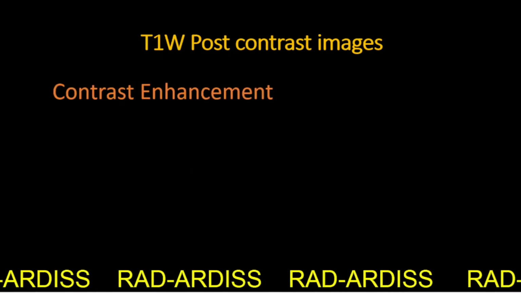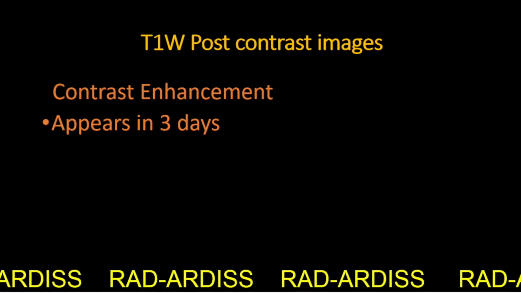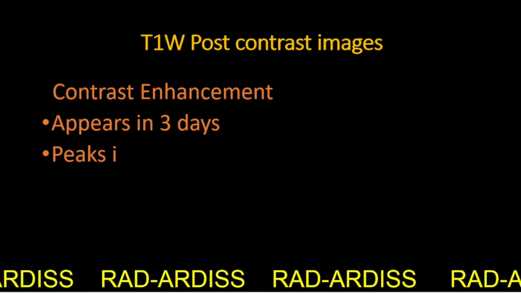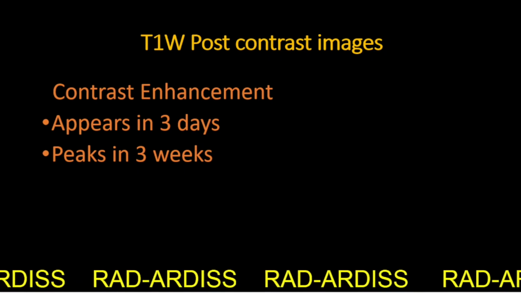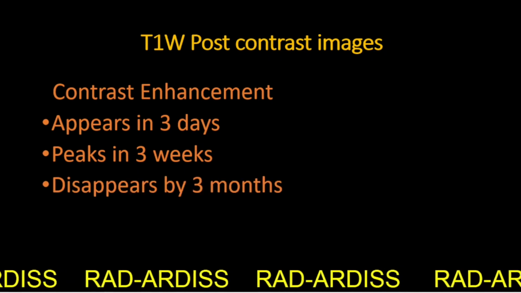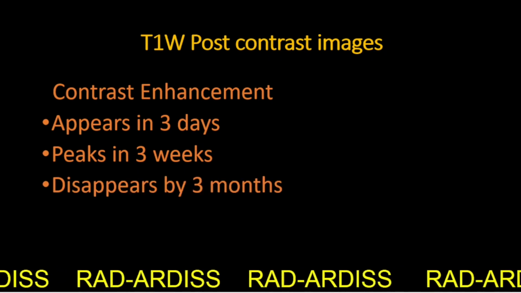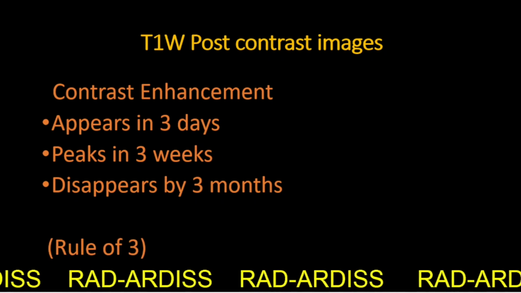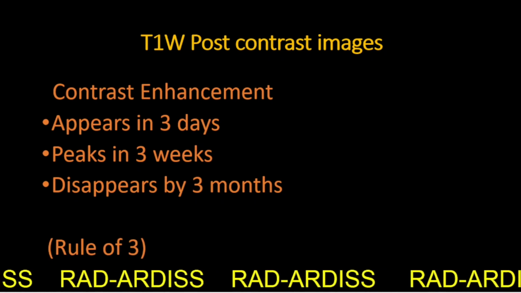Regarding contrast enhancement, it appears in about 3 days. It peaks in about 3 weeks. And it disappears by 3 months. This may be called the rule of 3 of the contrast enhancement.